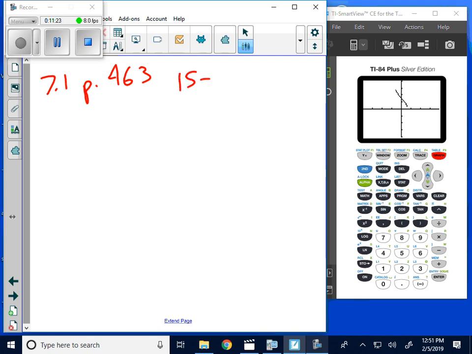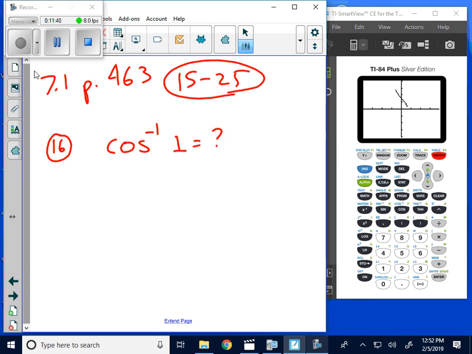15 to 25. I'm going to let you do those tonight, but I want to look at some of the even numbered problems. So here's number 16. 16 says, without a calculator, figure out what the cosine inverse of 1 is. You say, wow, how am I supposed to do that? Okay, so here's the approach on all of these types of problems.